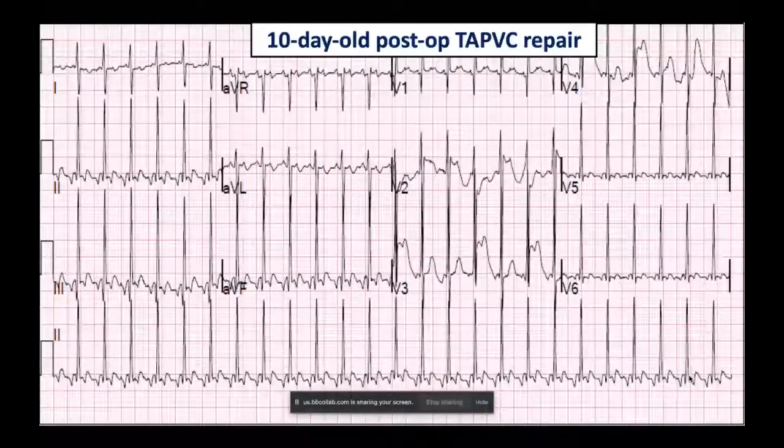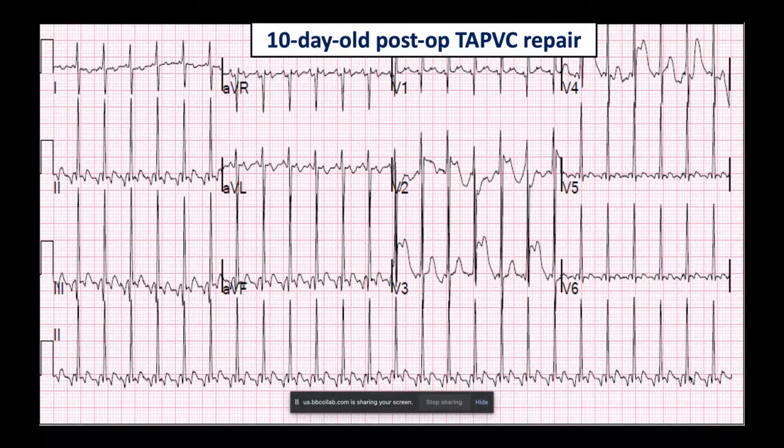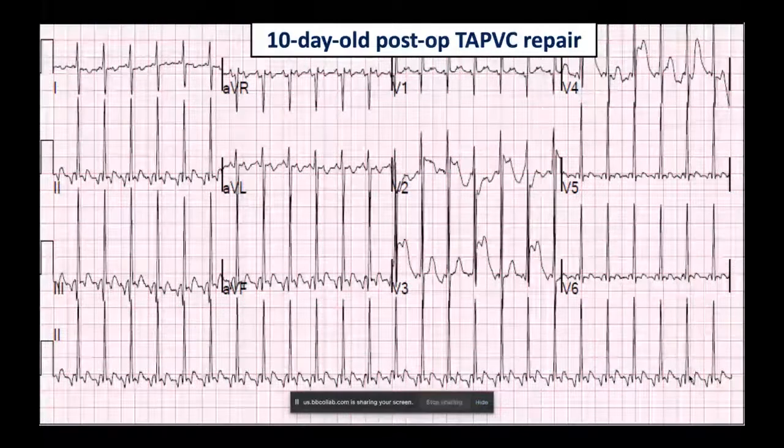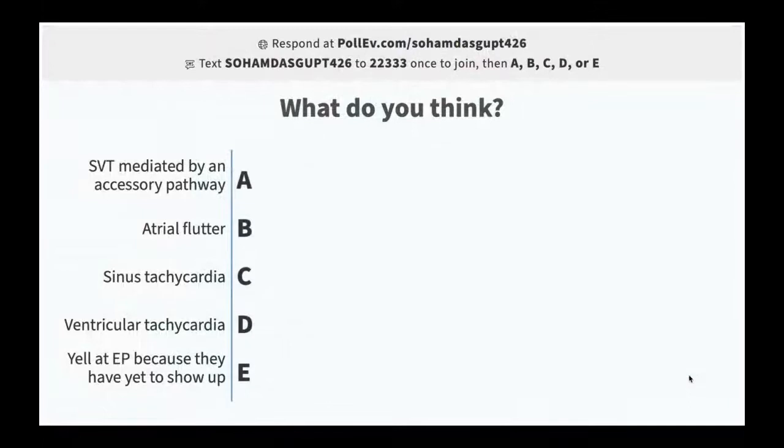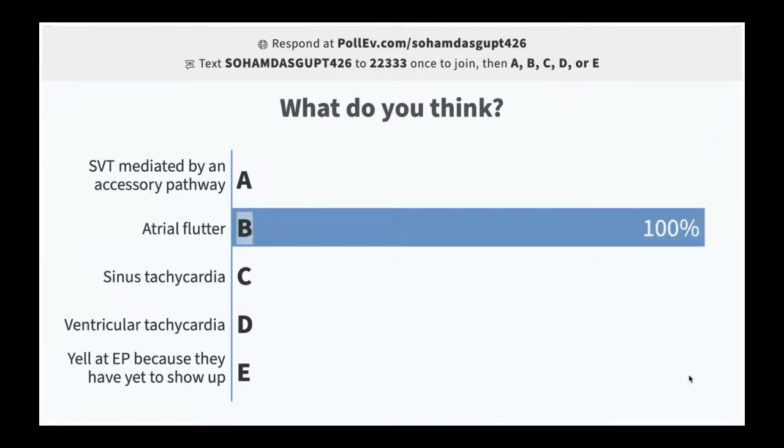All right. Case number 2. This is a 10-day-old post-op patient who had total anomalous pulmonary venous connections and underwent repair. It's post-op day 1. The baby's in the cardiac ICU, and we are called about this baby in a fast heart rate. So I'm going to give you a second to examine this strip before we go to our live poll. All right. So what do you guys think this is? And I just want to say option E is usually the right option, if anyone was wondering.